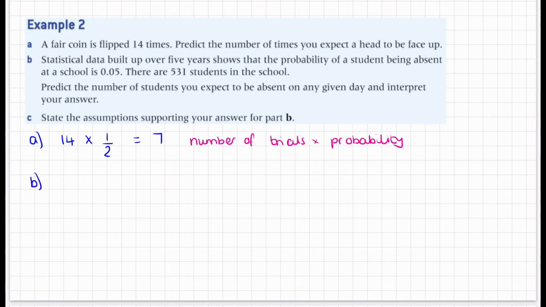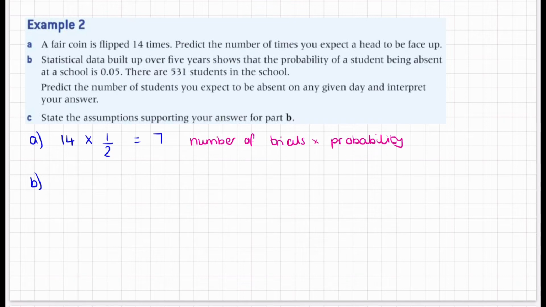B, statistical data built up over 5 years shows that the probability of a student being absent at a school is 0.05. There are 531 students in the school. Predict the number of students you expect to be absent at any given day and interpret your answer. This is an example of experimental probability because it's based on data that has been collected, whereas part A would be theoretical because we're just using the idea it's a fair coin. We don't have any previous trials to have a different probability.